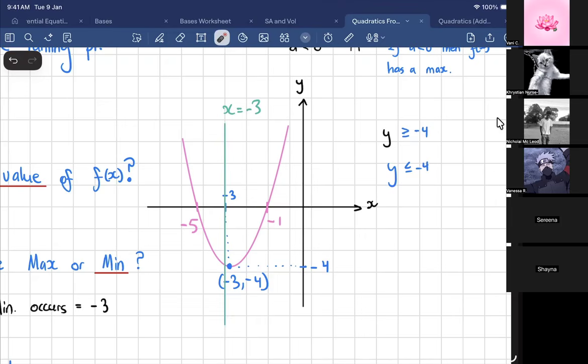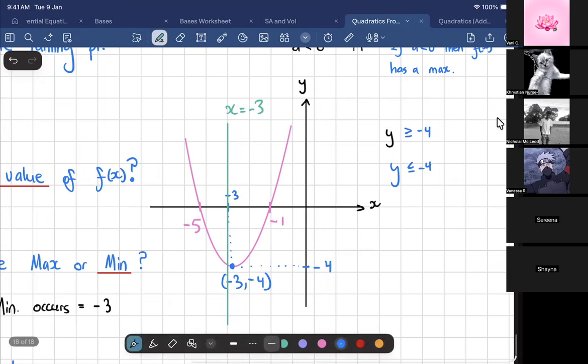The minimum value is what? -4. So that's the smallest value this function could give you. You understand? Yes, sir. That's okay. So which one is correct? Number one. So you could get a value for y that is more than or equal to -4. Do we understand this? Yes, sir.